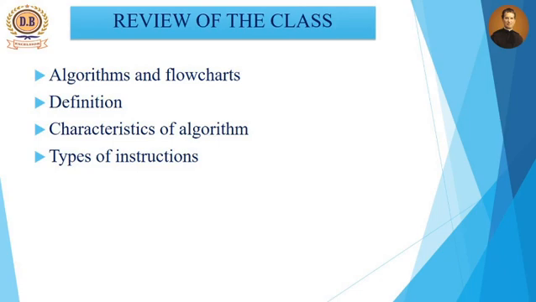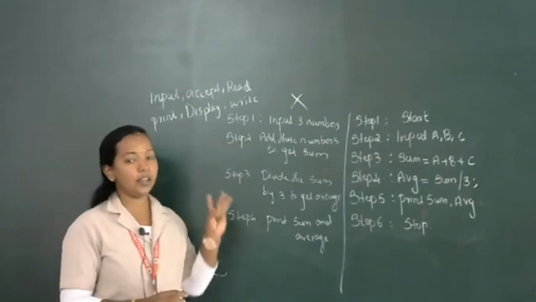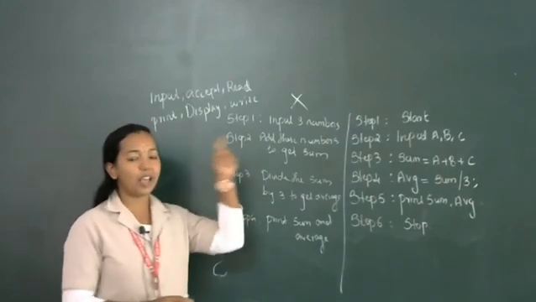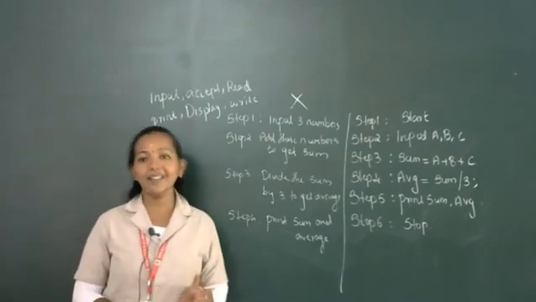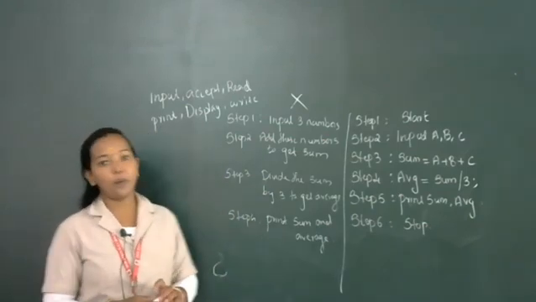Then the characteristics of an algorithm. We already saw the different characteristics. Then after that, the types of instructions. For input we use 3 types of instructions: input, accept and read. For output, print, display and write. Okay, hope you understood.